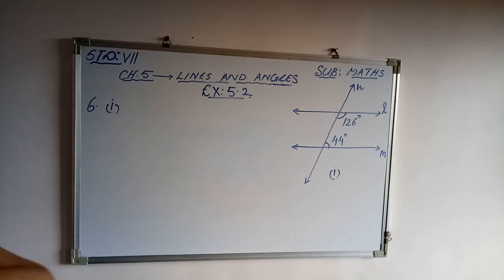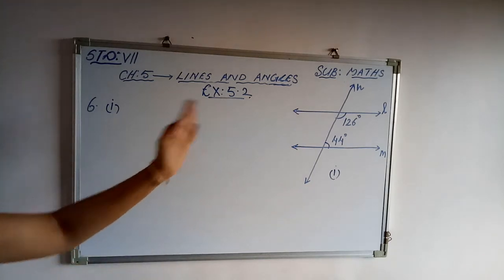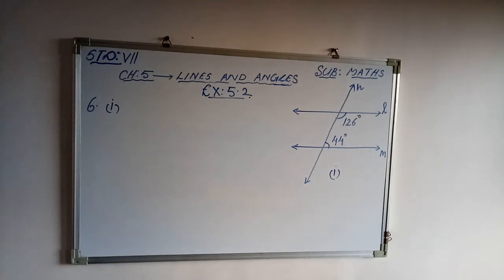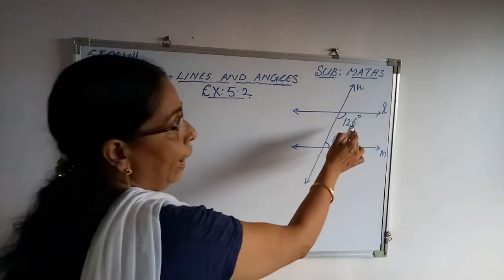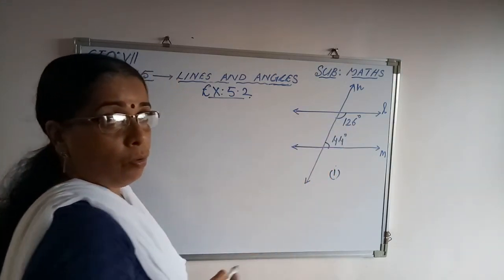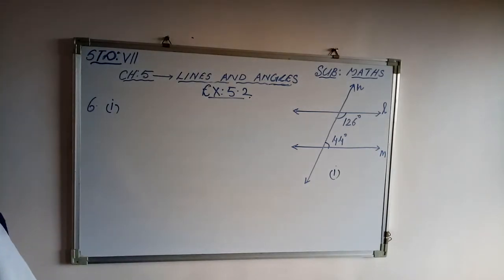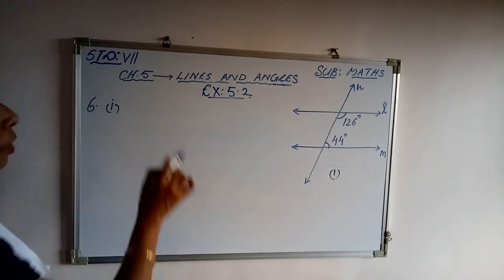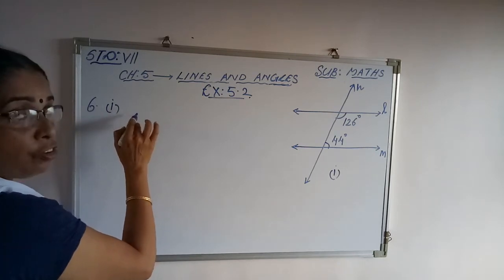See your textbook, there are 4 figures given. The question is, you have to decide whether the line L is parallel to M or not by using the properties. Now see here, in the first one, the two angles which are given, they are the interior angles, isn't it? One property is the interior angles on the same side of the transversal, if they are supplementary, the given lines are parallel to each other.